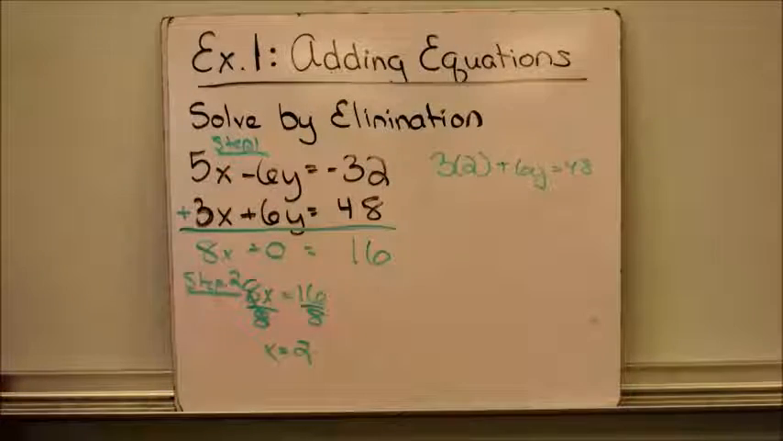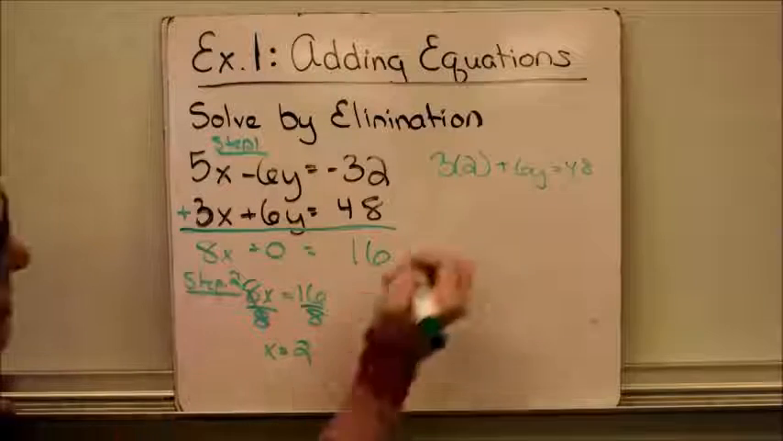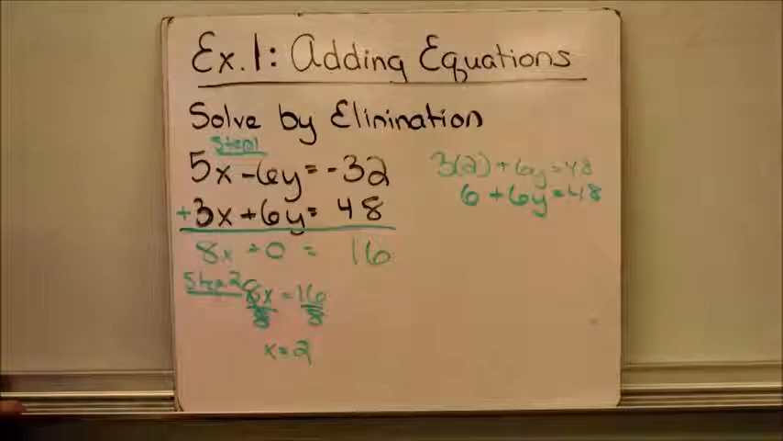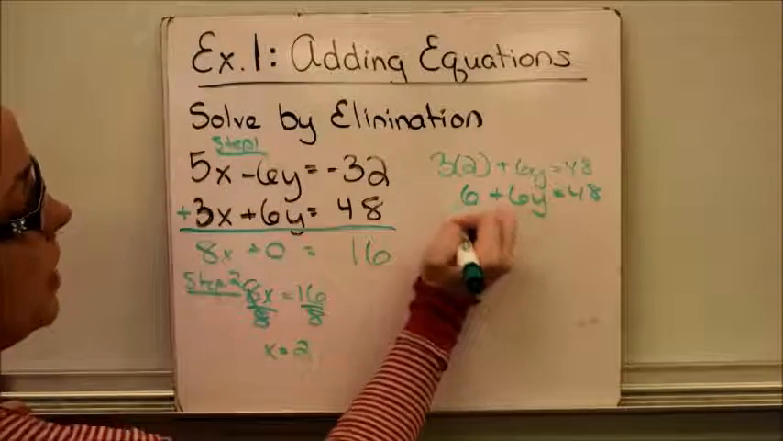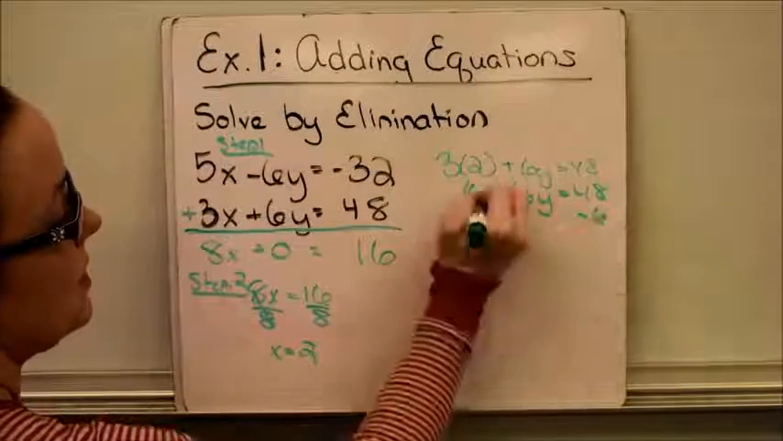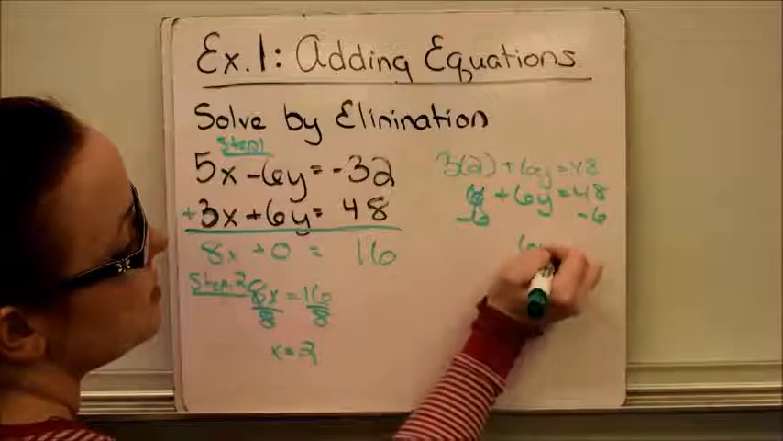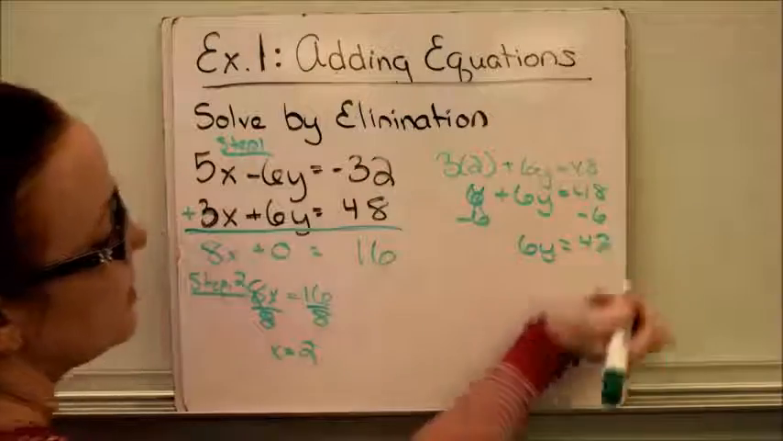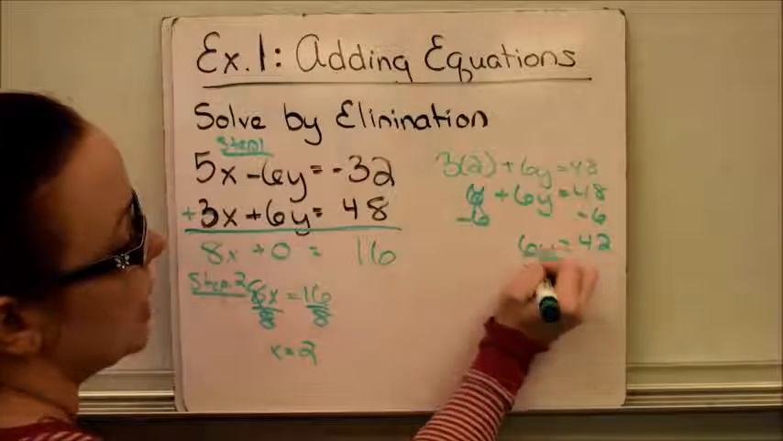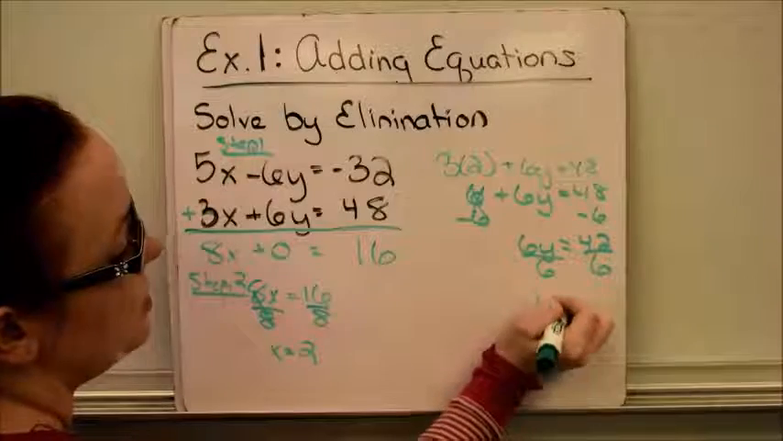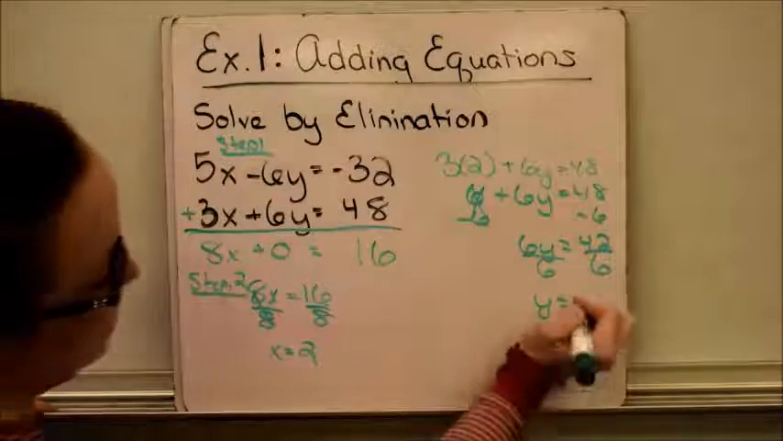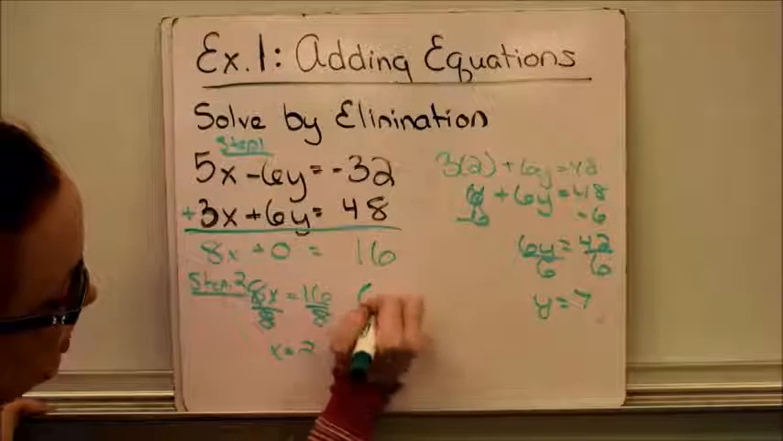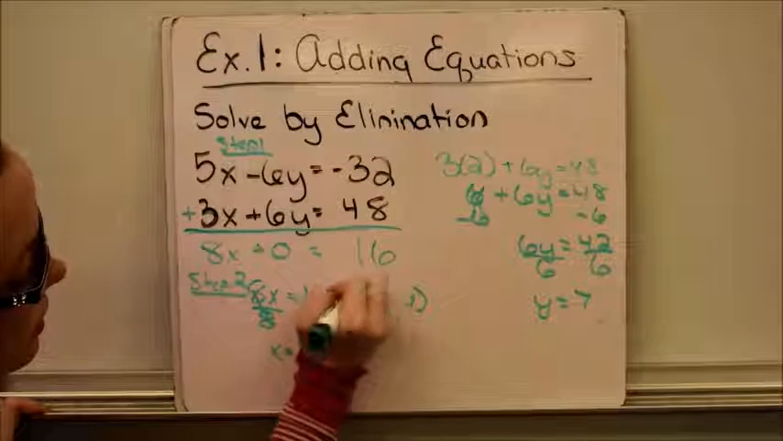Now that I've done that, I can solve for y. 3 times 2 is 6, so 6 plus 6y equals 48. I'm going to get my term with the variable by itself, so I'll subtract 6 on both sides to cancel that out. Now 6y equals 48 minus 6, which is 42. Divide by 6, and 42 divided by 6 is 7. So y equals 7. The final answer written as a coordinate point would be (2, 7).